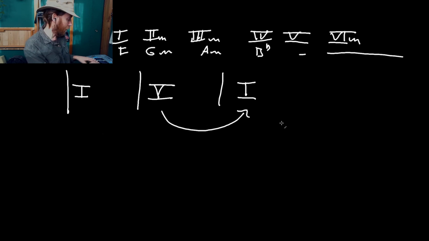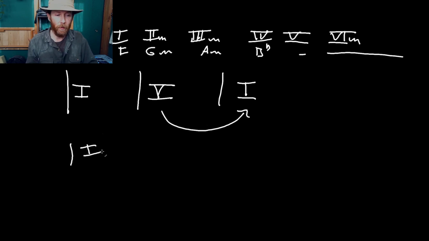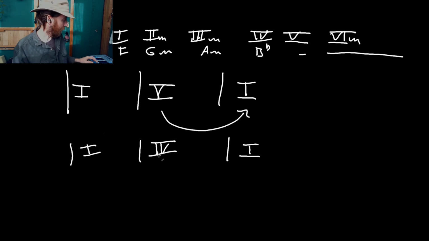Right? This is 1, 5, 1. And similarly, you'll see a lot of movement between the 1 and the 4. You'll see like a 1, 4, and a 1. They have a strong relationship with each other as well.